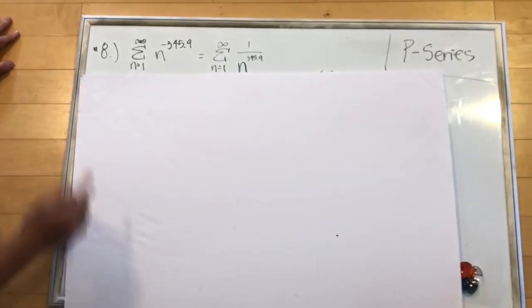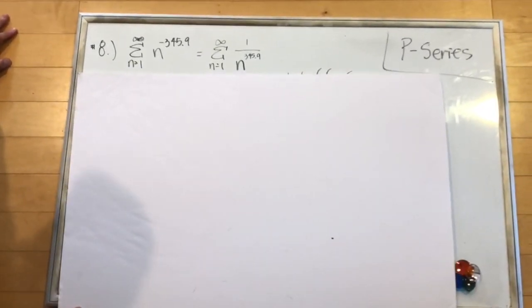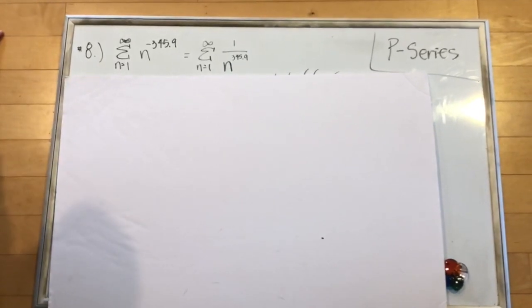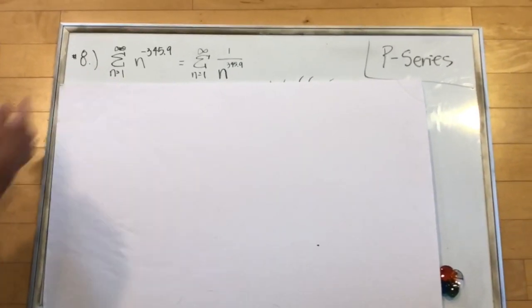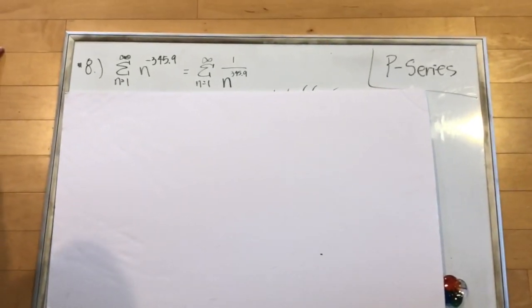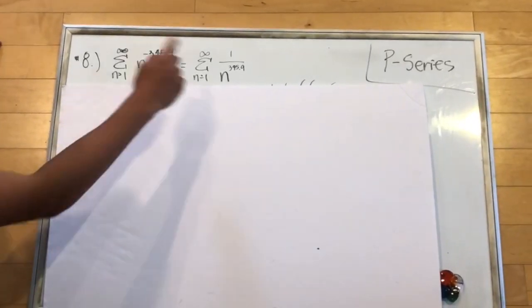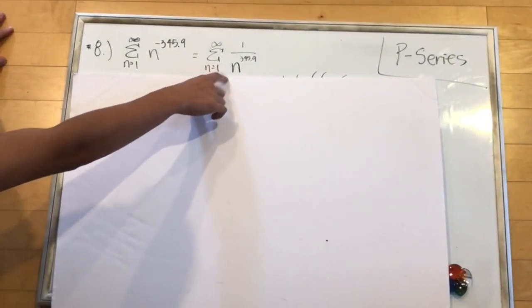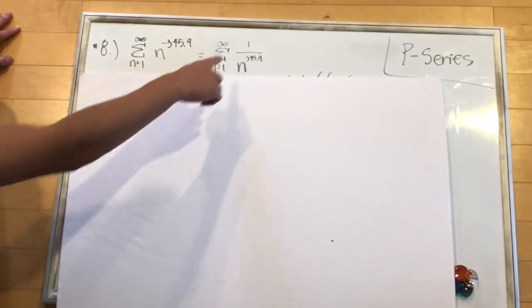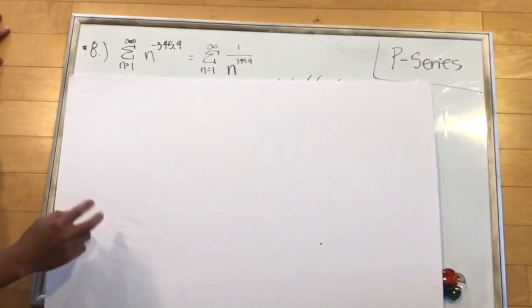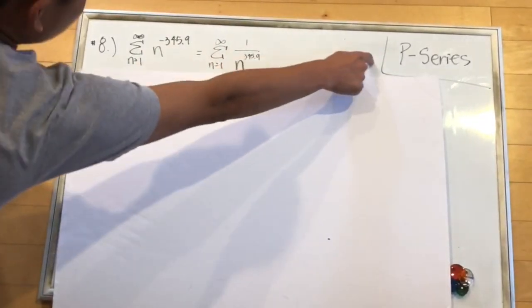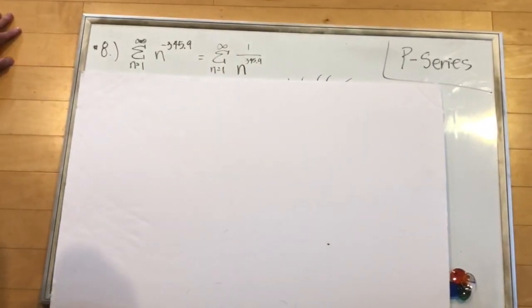Okay, so first we're going to do number 8 from the worksheet, and number 8 is the sum from 1 to infinity of n to the power of negative 345.9. The first step is to transfer that into the fraction form, and once we do that, we can see that it's in the P-series form. So this is going to be about a P-series.